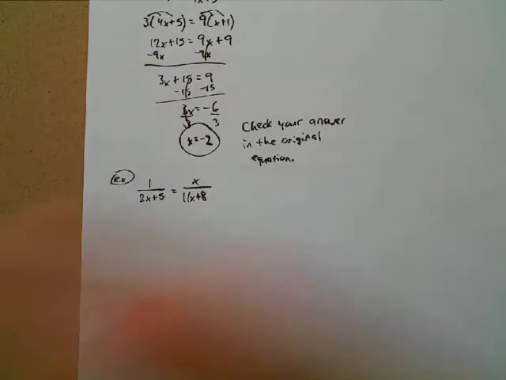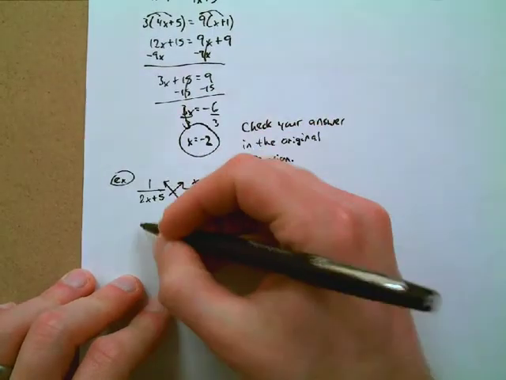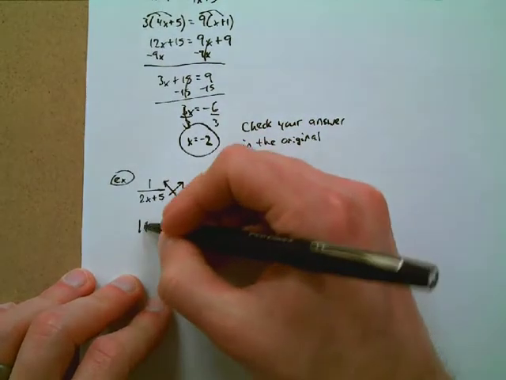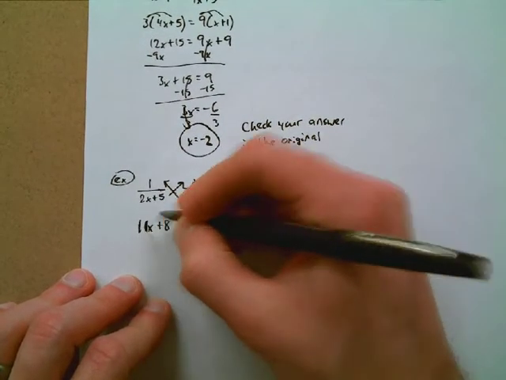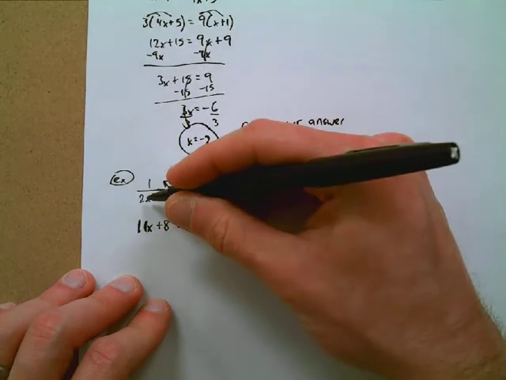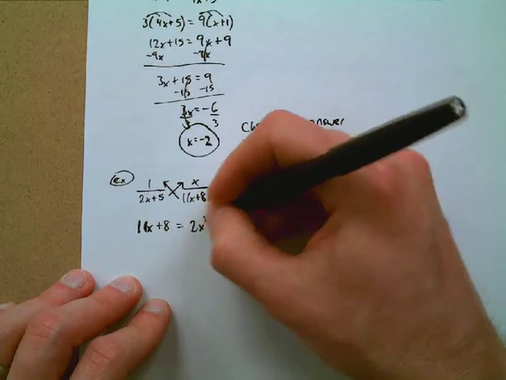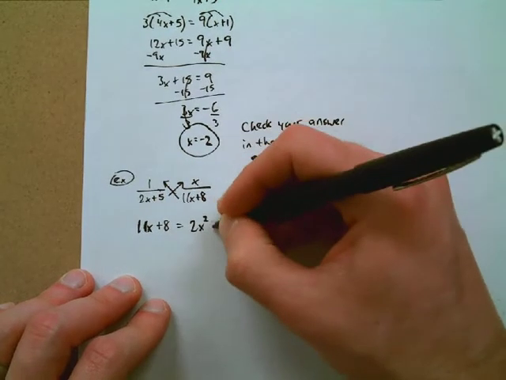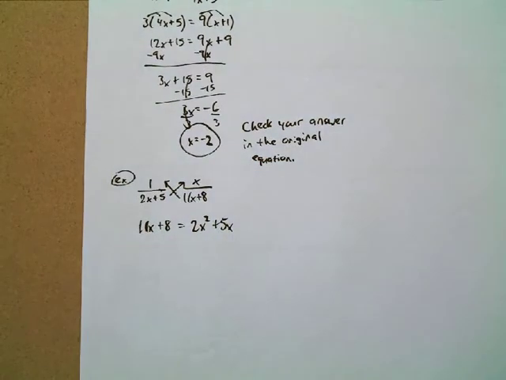Like that. Okay, so 1 times 11x is 11x. 1 times 8 is going to give us 8. So we get 11x plus 8 equals, and then the x is going to distribute. So x times 2x is going to be what? 2x squared. And then x times 5, 5x. Very good.